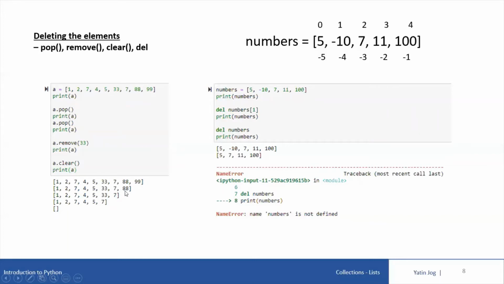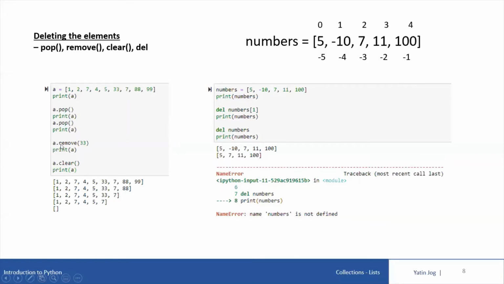Now this is my current list variable A's content. If I again say a.pop a second time, it will again pop the last element. Now the last element is 88, so it will be removed and the new list will be 1, 2, 7, 4, 5, 33 and 7 only.